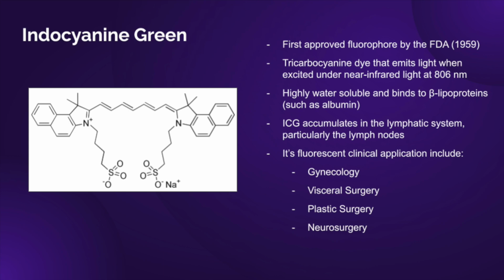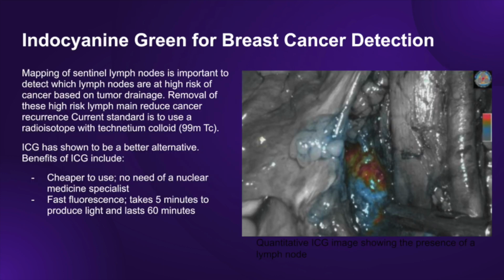The first FDA approved fluorophore is indocyanine green, primarily used for surgery and detection of cancer. Indocyanine green accumulates within the lymphatic system and it is used to detect the nearest lymph nodes to a tumor. The accumulation of indocyanine green occurs due to a binding to beta lipoproteins. The detection and then removal of these lymph nodes is vital in preventing a recurrence of cancer in breast cancer patients. Additionally, indocyanine green is a cheaper and safer alternative to the radioactive technetium isotope previously used.